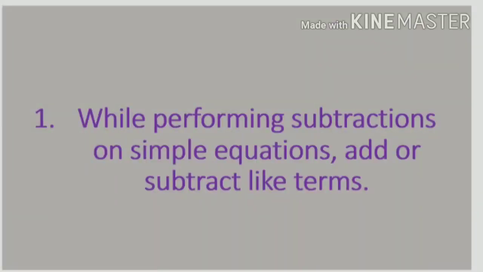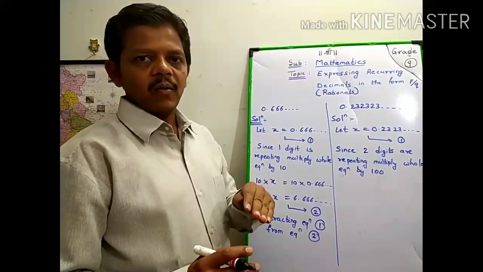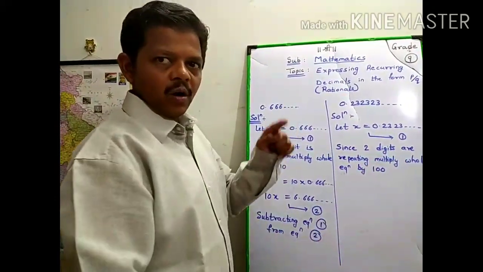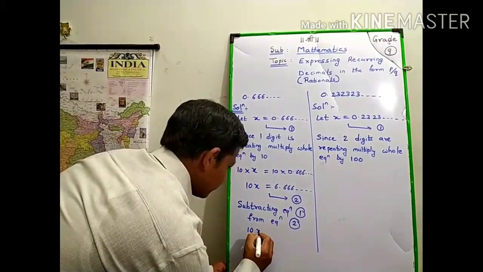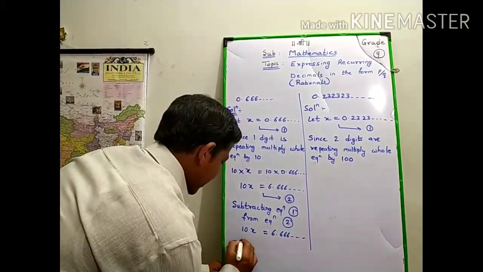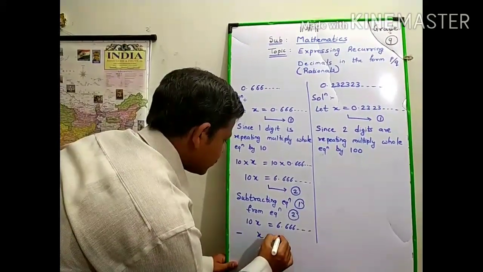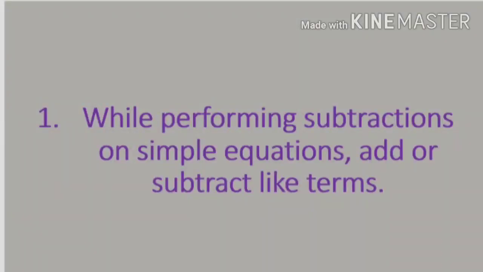Here what are we going to do now? Subtracting equation 1 from equation 2. Let us do it very quickly. Yes, we are going to subtract. So left hand side minus left hand side is equal to right hand side minus right hand side. We will just write it in vertical, because we know we can either subtract horizontally or vertically. This time the vertical subtraction becomes easy to understand. So let me write. This is our first equation. Second equation is 10x is equal to 6.666 and so on. Minus x is equal to 0.666 and so on. 10x minus x, left hand side, like terms, we can subtract them. 10x minus x, 9x.